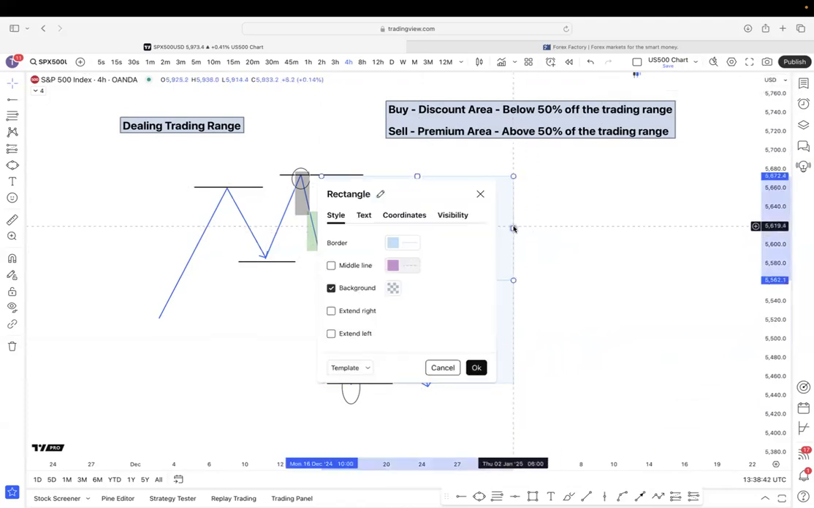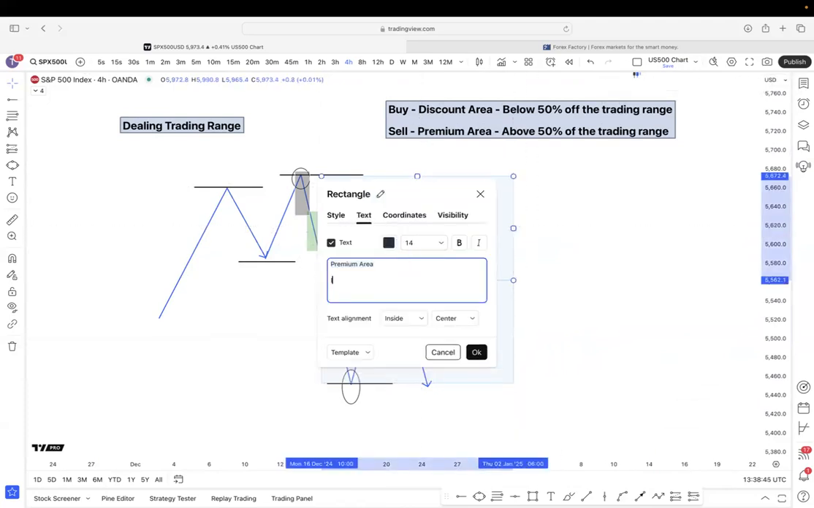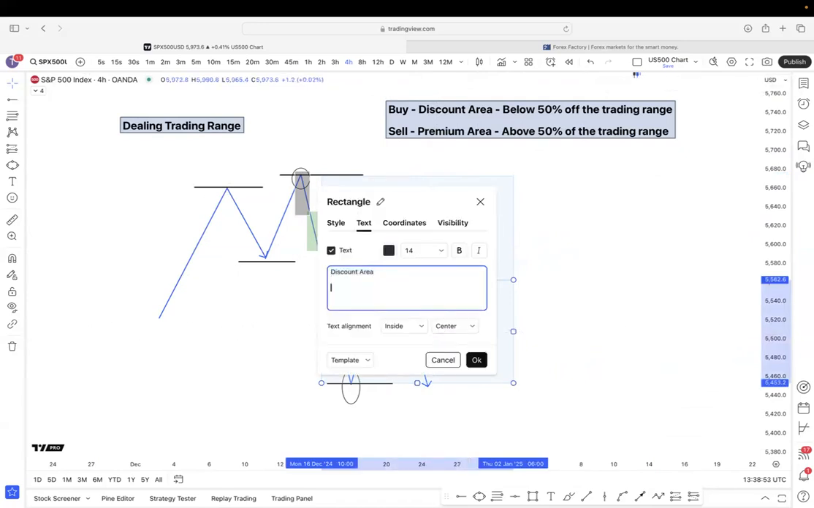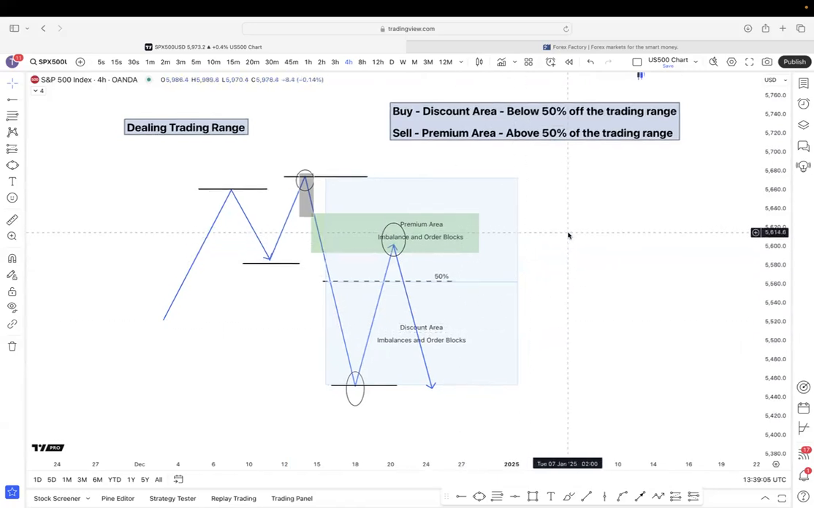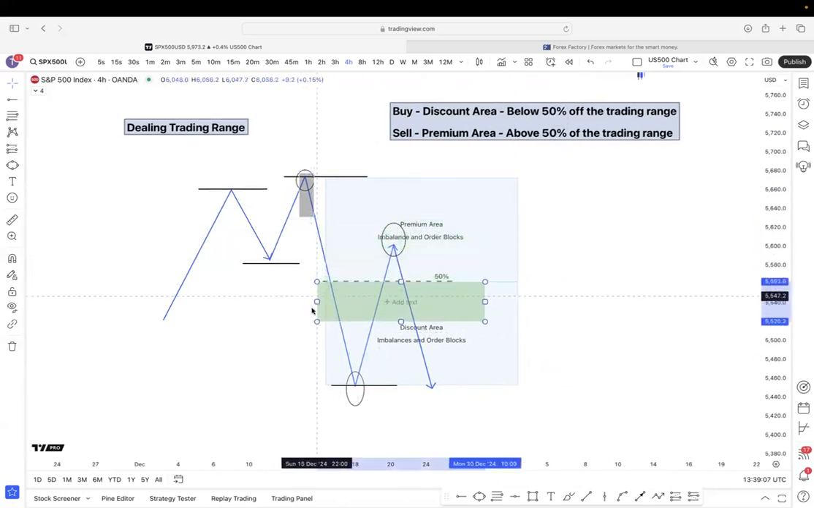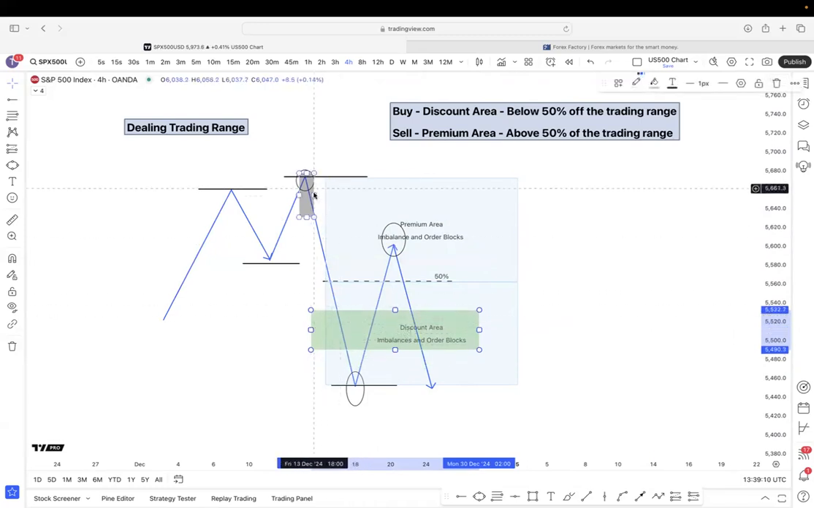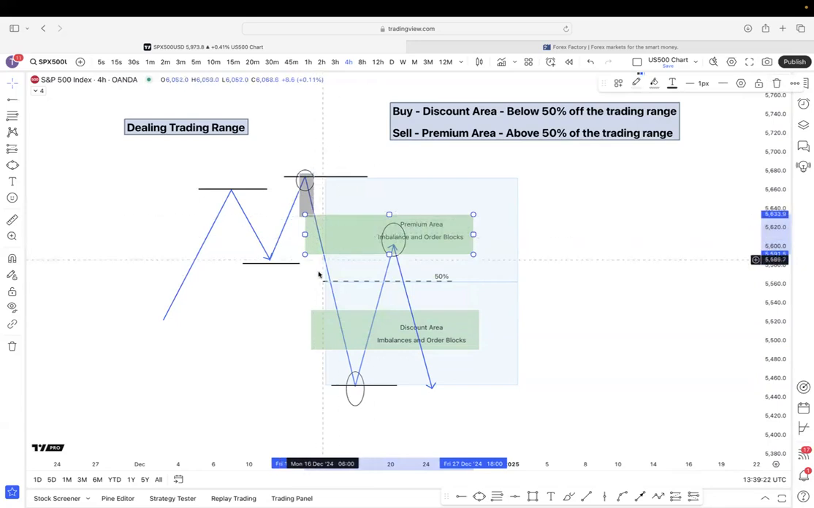So inside our premium area, just to start things off, we are looking for imbalances and order blocks. And inside our discount area, once again, we are looking for imbalances and order blocks because that is going to give you the highest probable situation that you will be able to see. So if you've identified a trading range and you see an area of inefficiency in a bearish environment, you see it here, then that is not a highly probable area of inefficiency. We are looking for areas of inefficiency higher up.